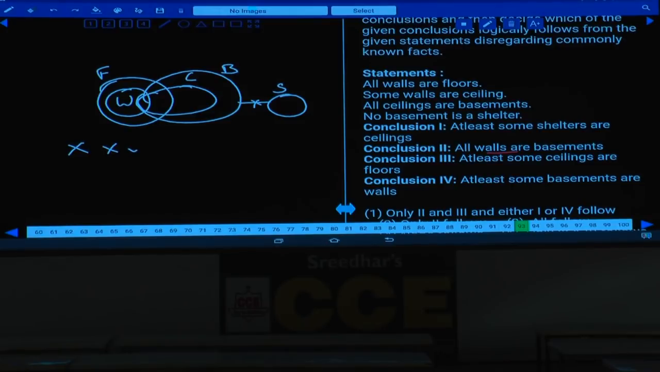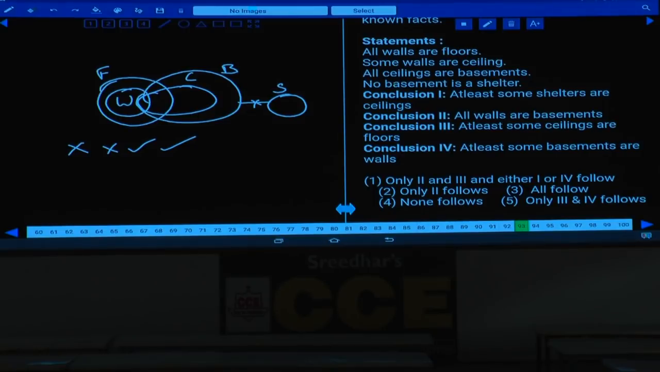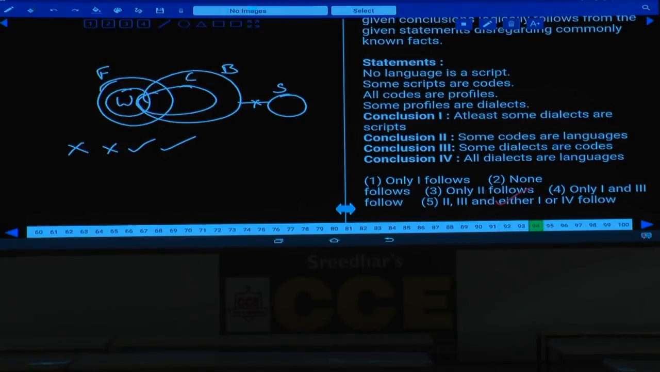This is the intersection of these two. And some basements are walls. Some basements are walls is also false. Then tell me what are the conclusions that follow here? 3 and 4. These two conclusions follow from the basic diagram, 3 and 4, and these two are affirmative conclusions. As affirmative conclusions follow, and that will be true forever, choice 5 is the answer. Question number 93, choice 5. Then coming to question number 94. Tell me, question number 94.